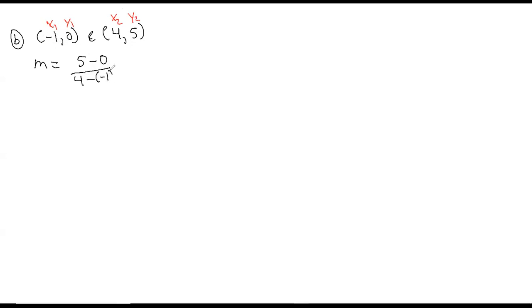This is something to watch out for. Those double negatives. A lot of people will just say 4 minus 1 because they see this minus and think it's part of the subtraction. So this is really 5 minus 0 over 4 plus 1, which is 5 over 5, and that's 1. So our slope this time is 1.